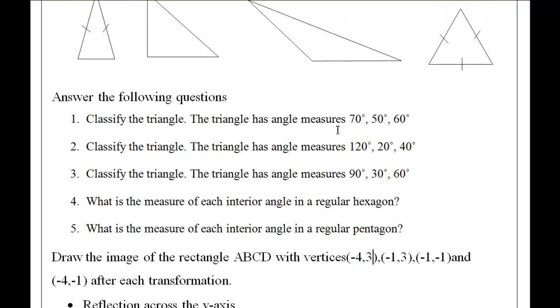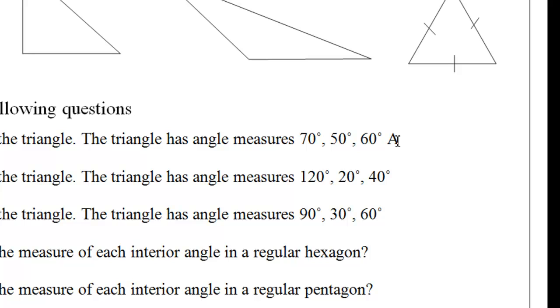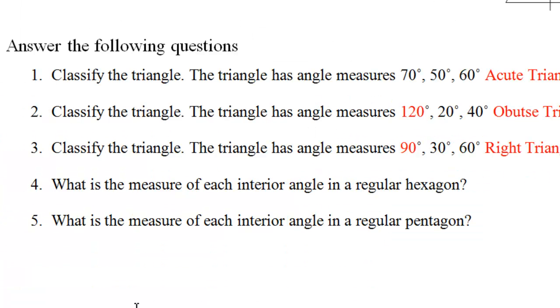If I want to classify, and I have only the measures of the angles 70, 50, and 60. All the angles are smaller than 90, so this triangle is an acute triangle. Here we have one angle more than 90, so this one will be an obtuse triangle. Here we have one right angle, so this one is a right triangle. Okay, now let's go to the polygons.